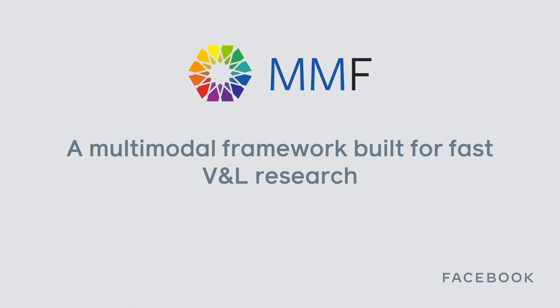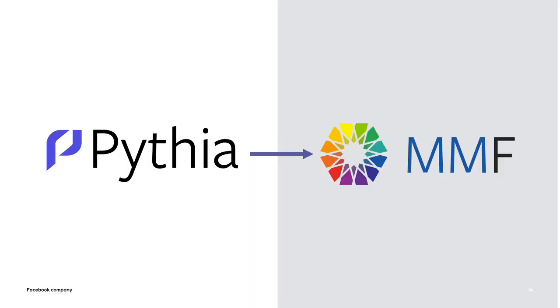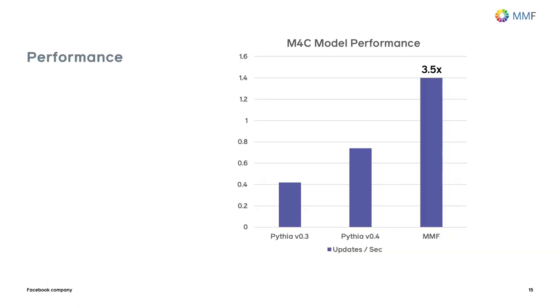MMF is a multimodal framework which we have built from scratch based on PyTorch for fast vision and language research. MMF used to be called Pythia, which many of you might know about, so we have rebranded Pythia as MMF now. Moving from Pythia to MMF, we have made a lot of performance improvements. The same M4C model, which used to take around 16 hours to train on 8 GPUs, now takes only about 5 hours on the same amount of infra and compute. So we have made a 3.5x improvement in MMF speed when moving from Pythia version 0.3 to the current MMF.